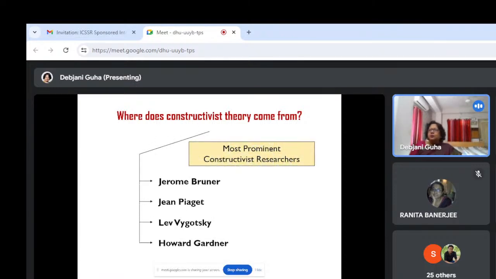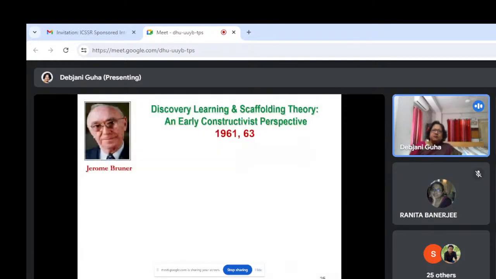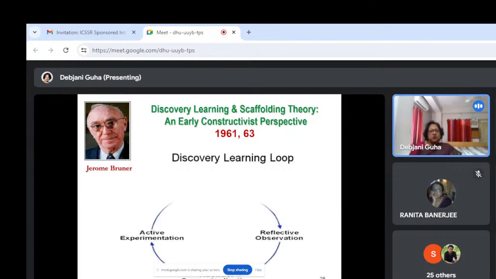Mentioning some of the most prominent constructivist researchers: Bruner, Piaget, Lev Vygotsky, and Gardner. On discovery learning and scaffolding theory, Bruner basically told about guided discovery. Bruner's theory was an early constructivist perspective, where Bruner told that learning is an active process and new ideas are based on current or past knowledge.